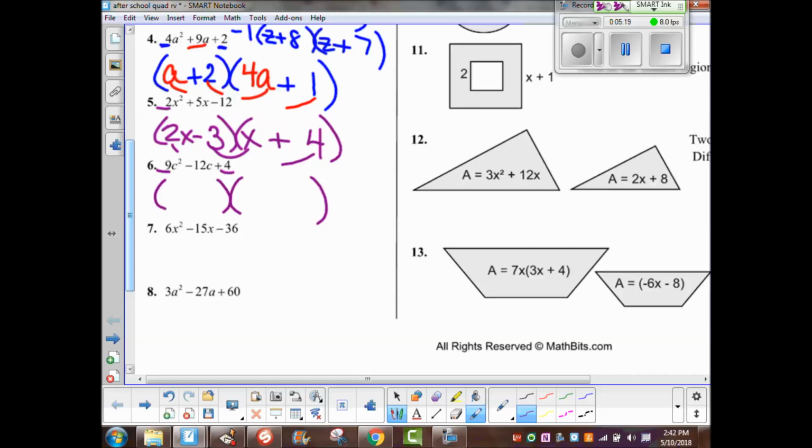They're perfect squares. Okay, 9 is a perfect square. Square root of 9 is 3. 4 is a perfect square. Square root of 4 is 2. Maybe we're on to something here. Let's try. What if we had 3c, 3c, 2, and 2?